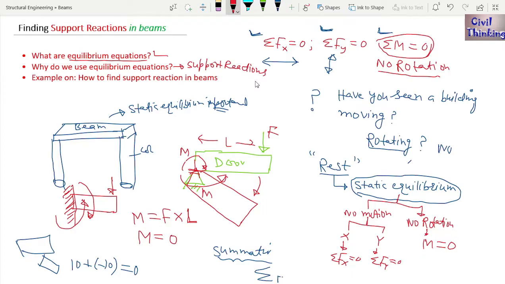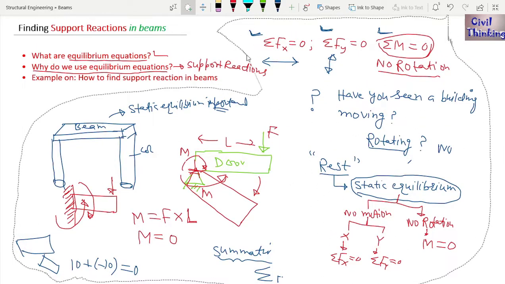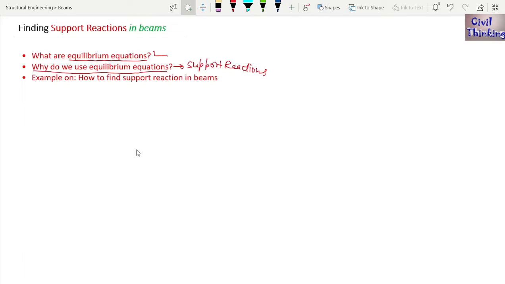Maybe you know what support reactions are, or maybe you don't. So let us try to understand another problem. Why do we use equilibrium equations? So let me erase all of this first. Okay, now what are the equilibrium equations? Summation of forces in the x direction is equal to 0, summation of forces in the y direction is equal to 0, and summation of moment is equal to 0. I mean, summation Fx equal to 0, Fy equal to 0, and moment equal to 0. Okay, so I write in a short way. Now these are the equilibrium equations, right? We use equilibrium equations, for example, to find the support reactions.